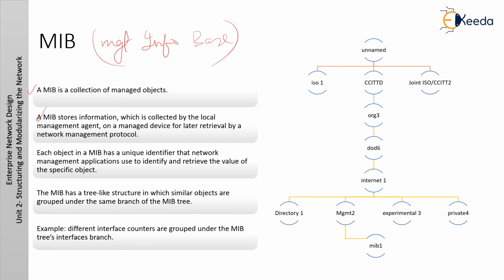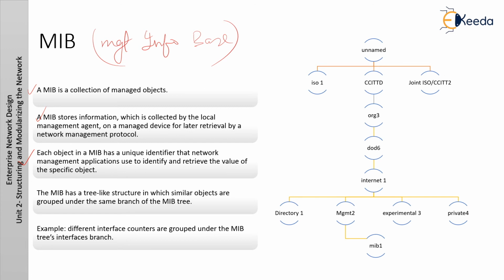Each object in MIB has a unique identifier that network management applications use to identify and retrieve the value of a specific object. Here you can see in this tree diagram, this MIB is a tree-like structure, where similar objects are grouped under the same branch of the MIB tree, like different interface counters are grouped under the MIB tree's interface.